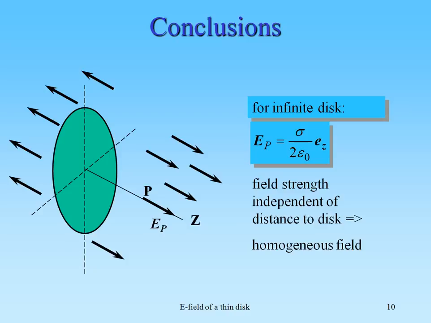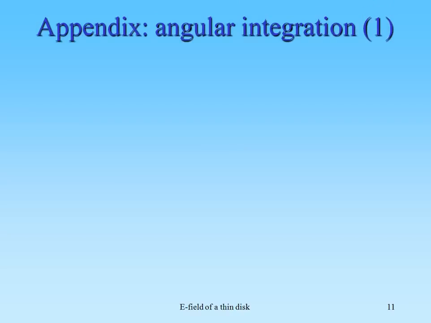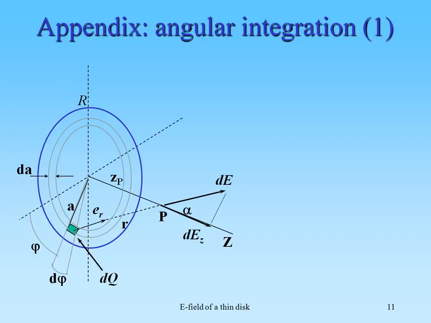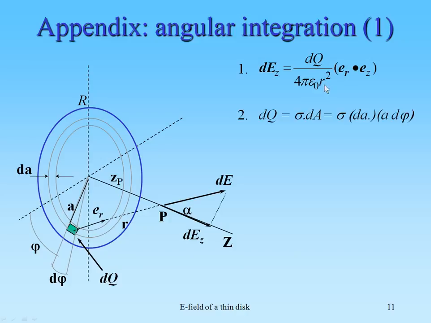Now the appendix. We have done the integration over a, but we also can do an angular integration. Here is the situation again, and this is the expression. dq was given by sigma dA times a d phi. And er times ez is cosine alpha. And r as a function of alpha is zp over cosine alpha.